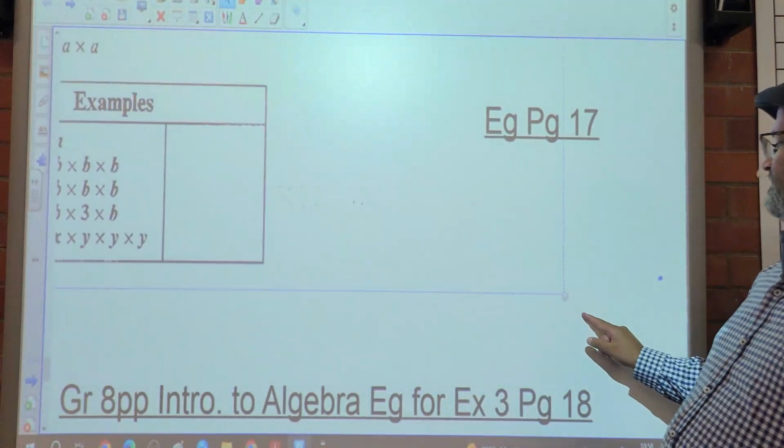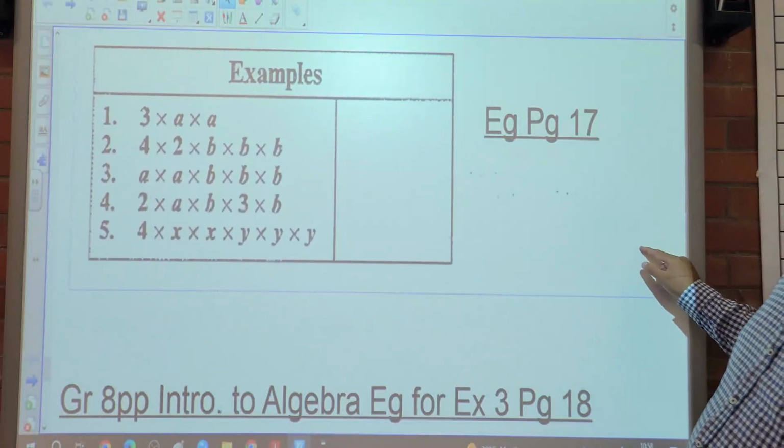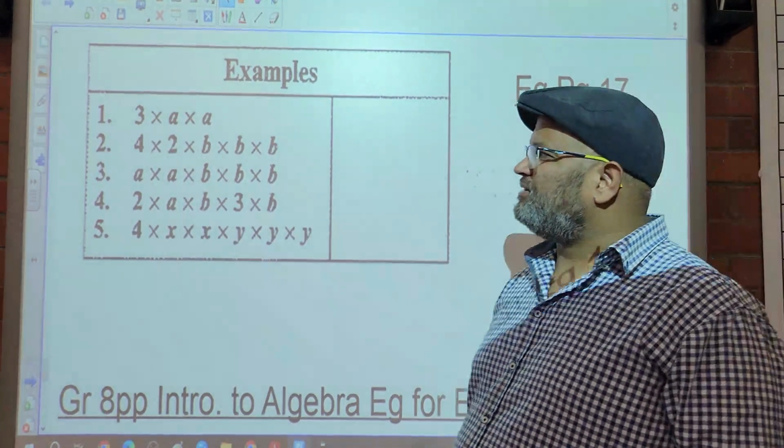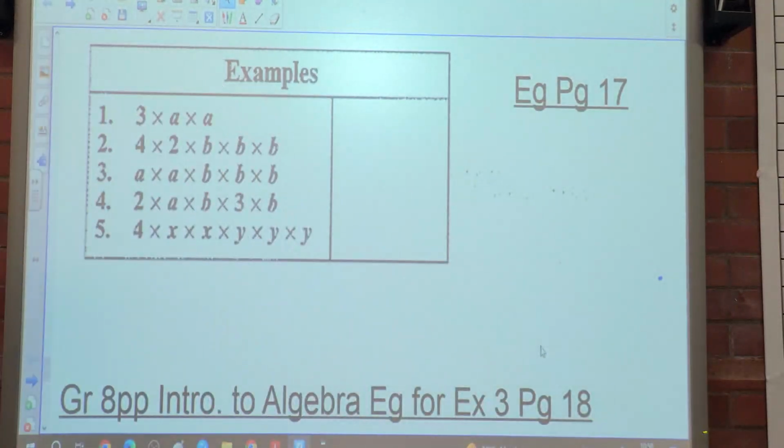So let's look at this example here. Write the first one down: 3 multiplied by a multiplied by a.